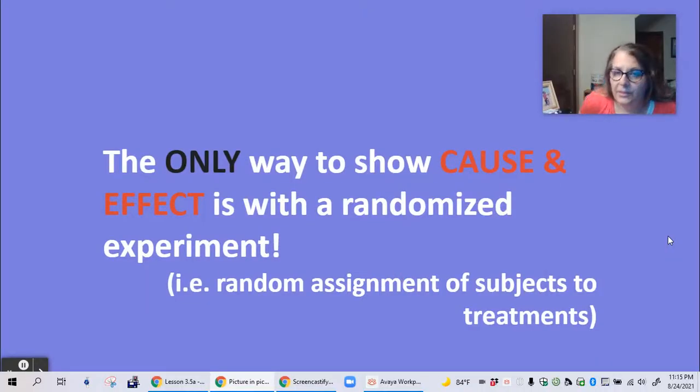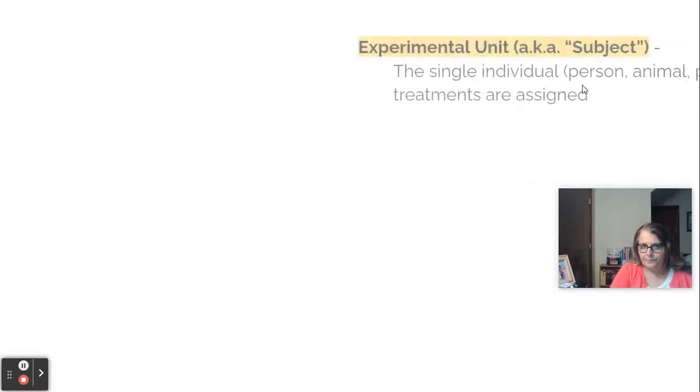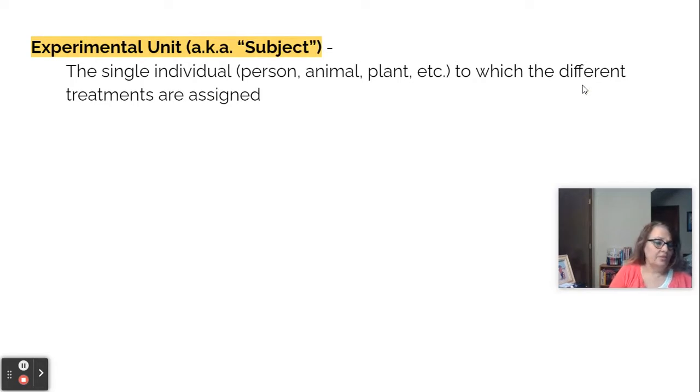Why do we do experiments? We do experiments because the only way we can show cause and effect is with a randomized experiment, with random assignment of subjects to treatments. In observational studies, there exist what we call lurking variables. Lurking variables are things that are out there, and since we didn't give any treatment, we're not really sure that what we're observing had an effect on the results. It may be because of those lurking variables, and not the variable we're studying.